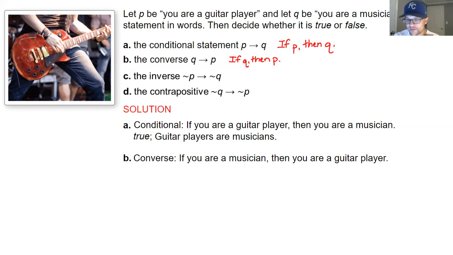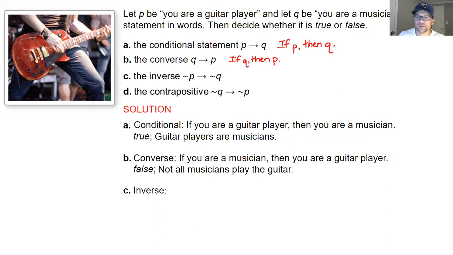Still reading if, then. So now we need to determine, is this true or false? If you are a musician, then you are a guitar player. No, this is not true. It's false. It is possible in a world where you are a musician that plays many of the other instruments and cannot play the guitar. There are other ways that you can create music without being a guitar player.